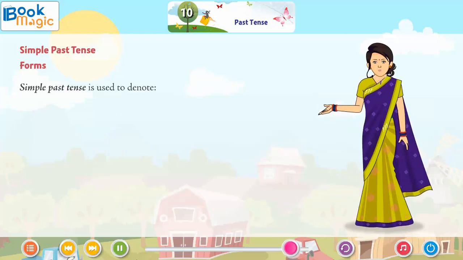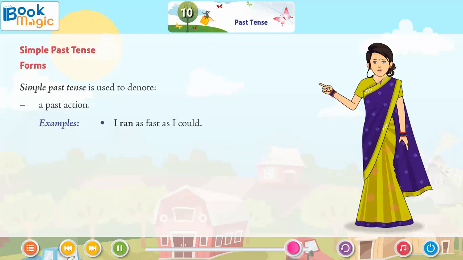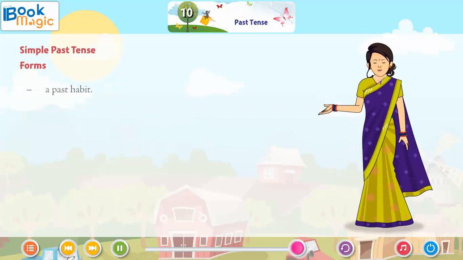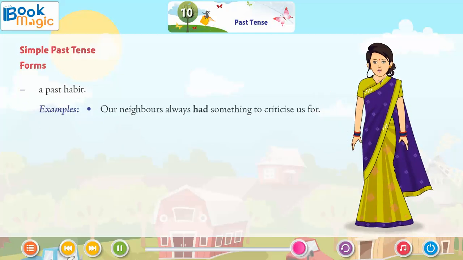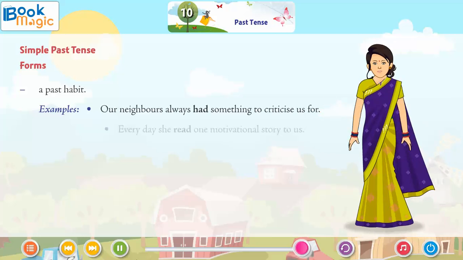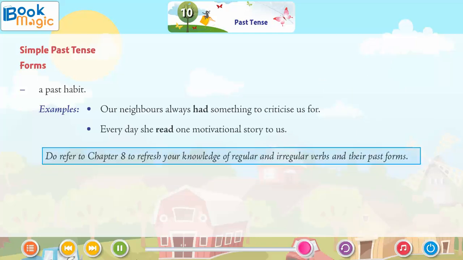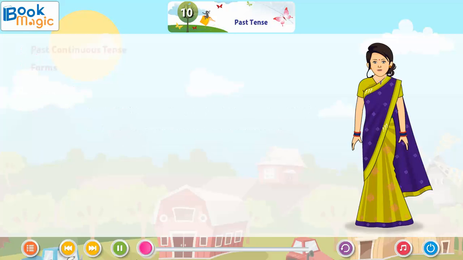Simple past tense is used to denote a past action. Examples: I ran as fast as I could. He spent all his life in serving the poor. A past habit. Examples: Our neighbors always had something to criticize us for. Every day she read one motivational story to us. Do refer to Chapter 8 to refresh your knowledge of regular and irregular verbs and their past forms.